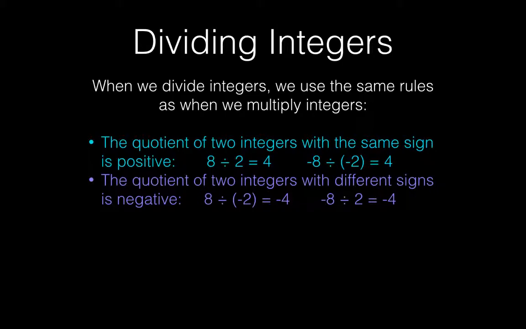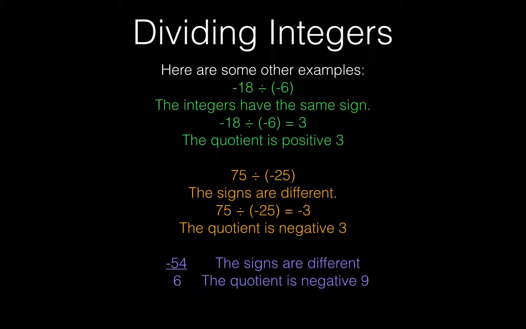8 divided by 2 equals 4, or negative 8 divided by negative 2 equals 4. And the other rule is the quotient of two integers with different signs is negative. 8 divided by negative 2 equals negative 4, or negative 8 divided by 2 equals negative 4.